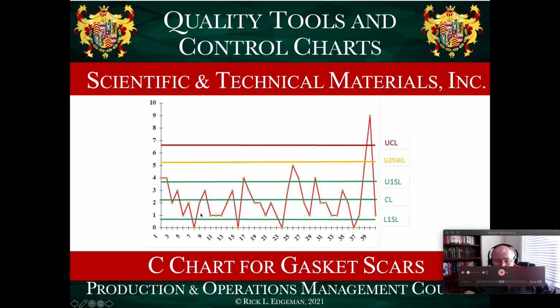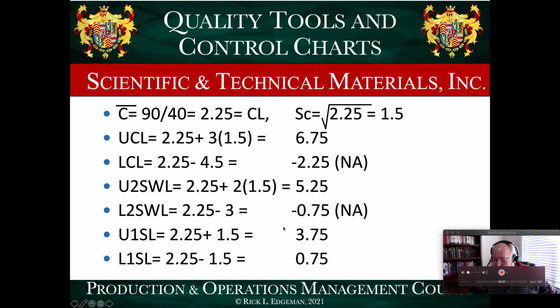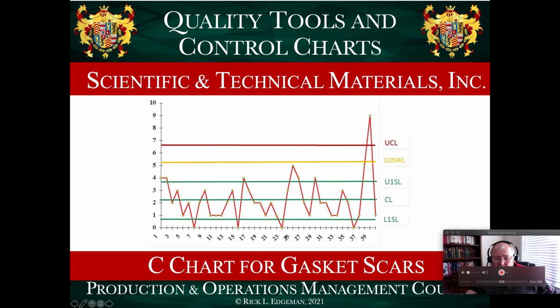1, 2, 3, 4 consecutive points below the center line. Broken here. You went back above. Below, 1, 2, 3, 4, but then you went back above. Below, above, above. Below, below, below, below, below. You had 6 points consecutively that were below the center line. 6 points, but it takes 9. Above, above, above, 3. Below, below, above, below, below, below, below, above, below, below, below, above, way above, below.